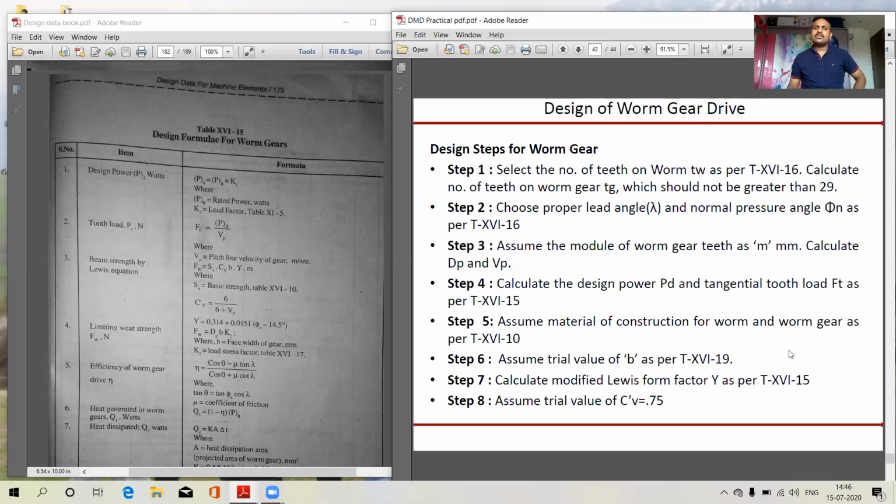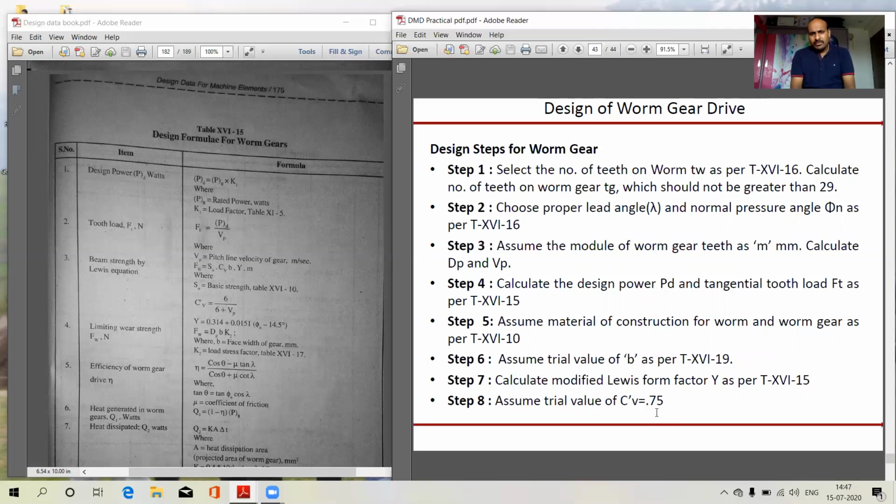So directly coming to the design steps in worm gear drive. For designing the worm gear drive, you must gather some data from the data book. For that, simultaneously, on your screen the left hand side is showing a PDF of the data book. So step number 1.